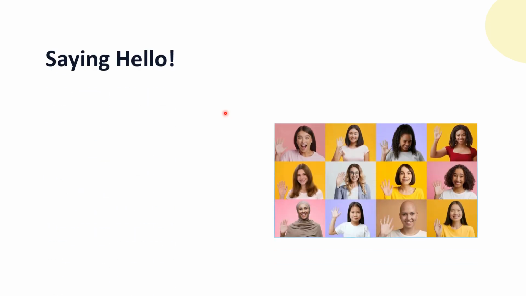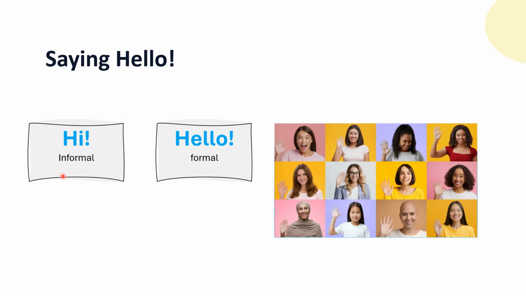Look with me at this screen. How do we say hello in English? We can say hi or hello. Repeat please after me. Hi, hello. Excellent. We use hi with friends and we use hello with everyone.